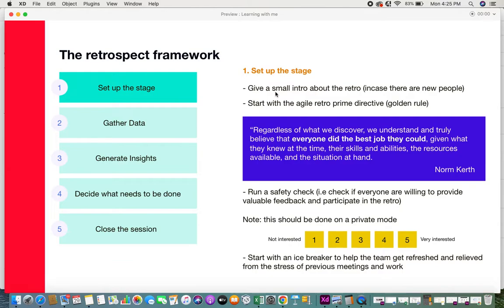So it's always good to start off and check if there is someone who has no idea what the meeting is about, and then give them a little gist of what the meeting is and what the outcomes of the meeting are. The second one is start with the agile retro prime directive.